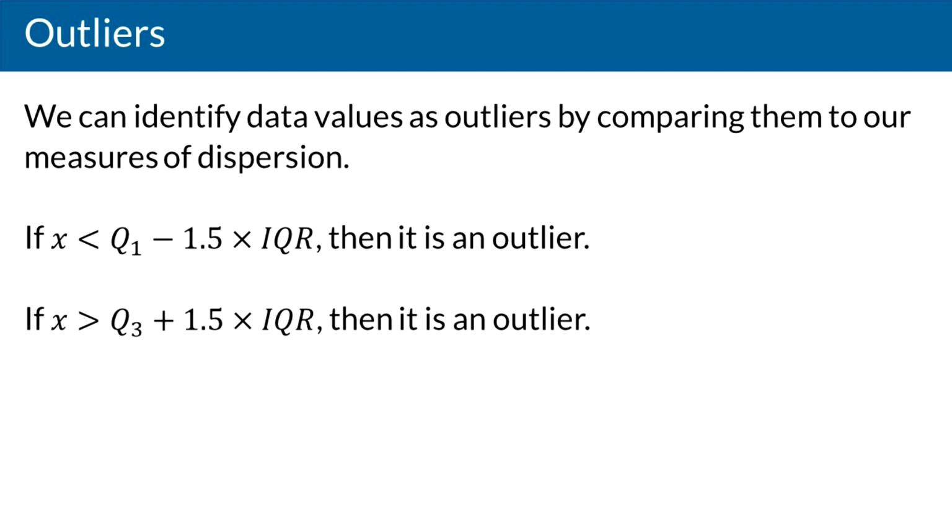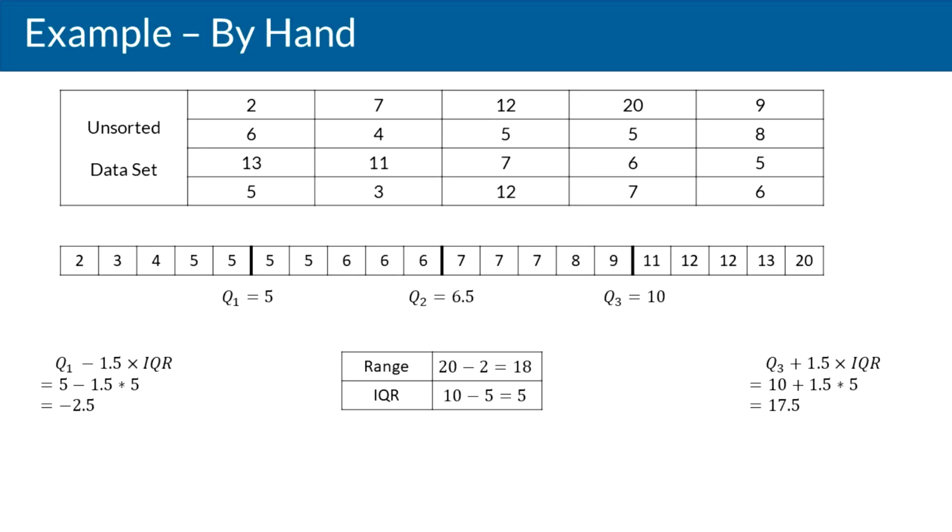We can identify data values as outliers by comparing them to these measures of dispersion. So if I have a data value x and it happens to be less than the lower quartile minus 1.5 times the interquartile range, then that would be an outlier. Similarly, on the high end of my data set, if I have a data value that is greater than my upper quartile plus 1.5 times my interquartile range, then we would designate that value as an outlier. If I calculate the values then that correspond to the lower bound and upper bound that define what an outlier is, it's going to help me determine which of these values should be flagged as outliers and which ones shouldn't.